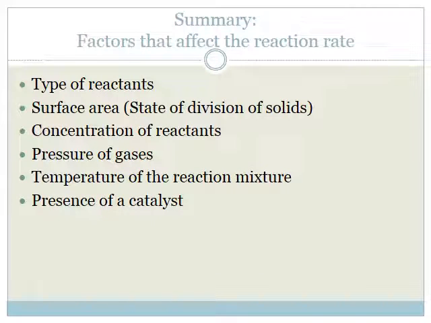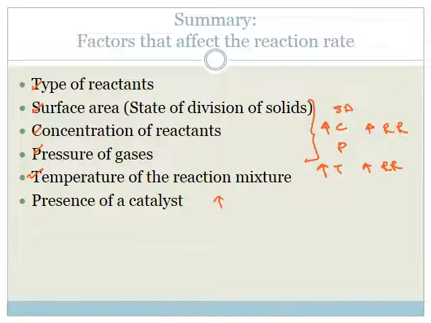Right. So to summarize all of the factors that affect rates of reaction, we've spoken about types, surface, concentration, pressure. We know that these three here, if we increase the surface area, the concentration, or the pressure, we're going to increase the reaction rate. We also know that increasing temperature increases the reaction rate. Okay, and the presence of a catalyst, if it's a positive catalyst, will increase the reaction rate. So everything here is very positive. Okay, but there's a couple of things I need to mention, and it's very important.